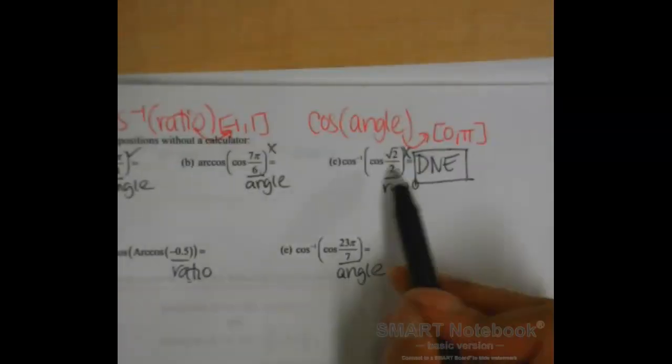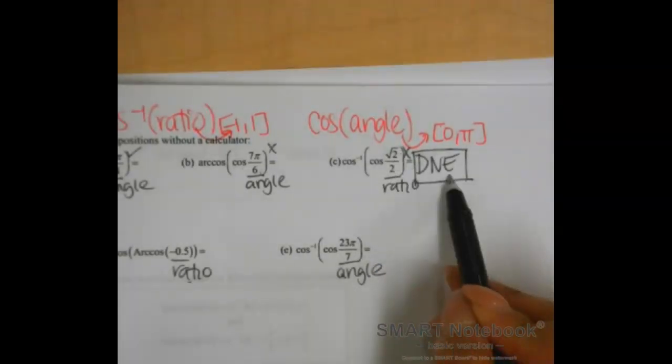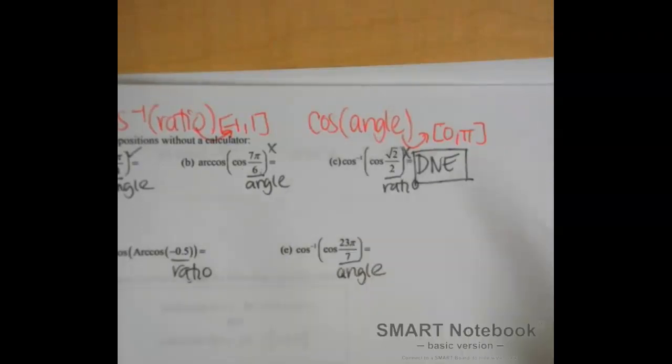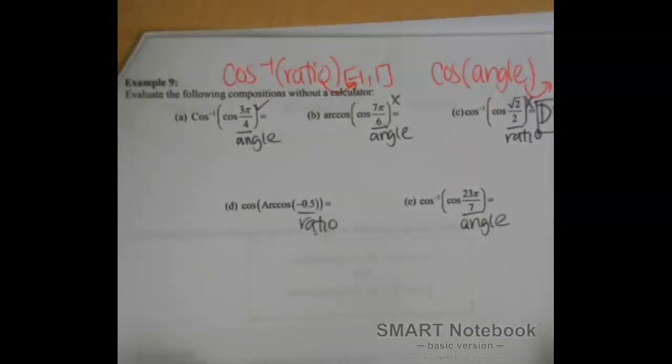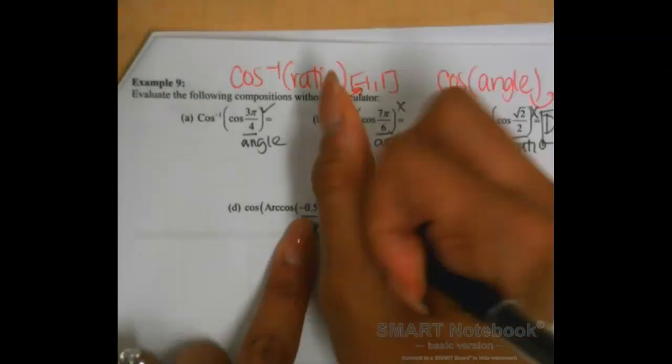For instance, if it was cosine of square root 3 over 2, you would put does not exist. If it was cosine of 1/2, does not exist. This number next to cosine must have an angle measure every single time. Arc cosine, this is a ratio, that's good. And this is between -1 and 1.